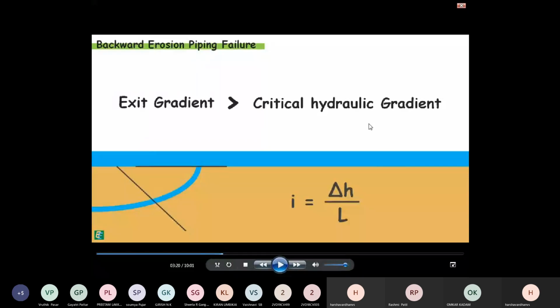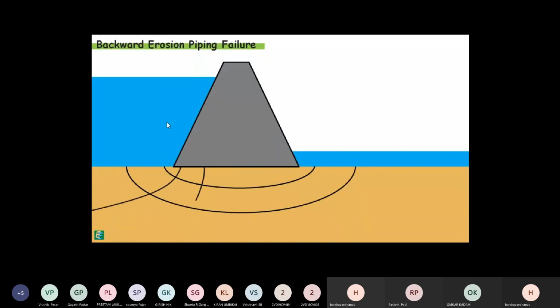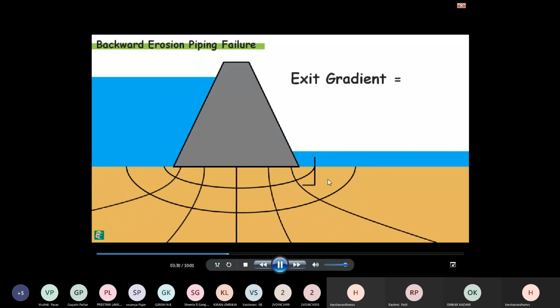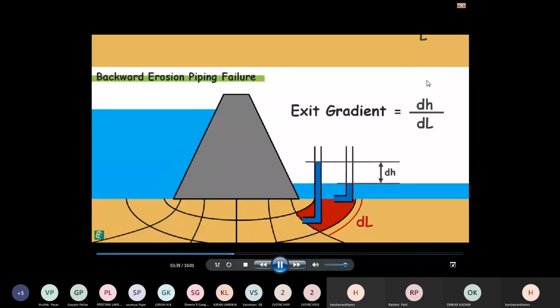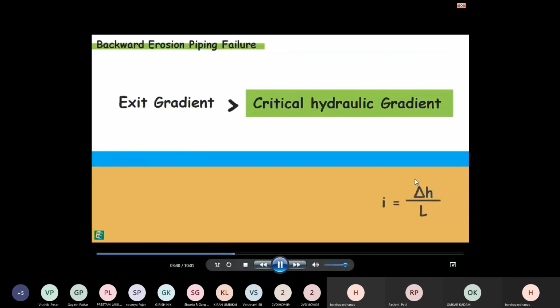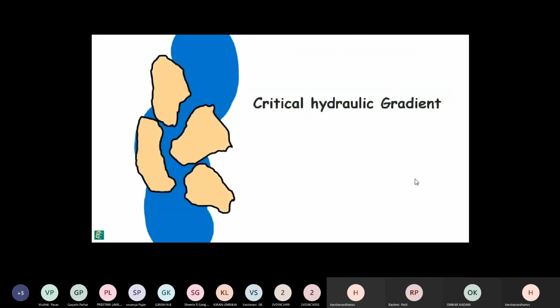What is the critical hydraulic gradient? We'll learn in the next class. So please remember, the exit gradient must always be less than critical hydraulic gradient. Now, if you consider the last flow field, the exit gradient is given by dH by dL. This dH by dL must always be less than critical gradient to avoid piping.